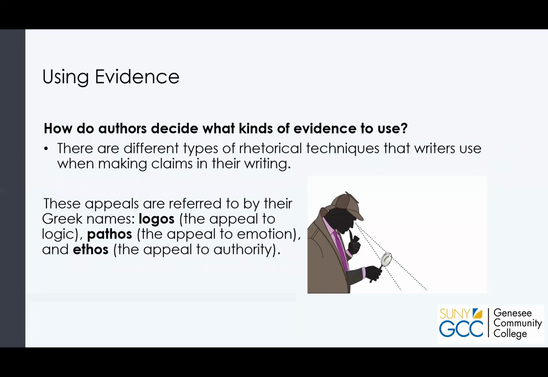Using evidence. How do authors decide what kind of evidence to use? There are different types of rhetorical techniques that writers use when making claims in their writing. These appeals are referred to by their Greek names: logos, the appeal to logic; pathos, the appeal to emotion; and ethos, the appeal to authority.